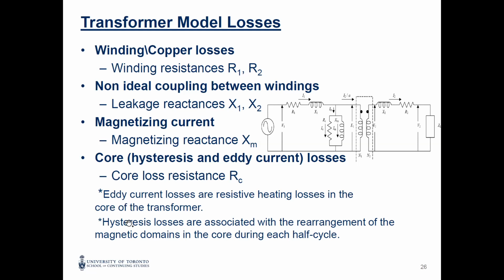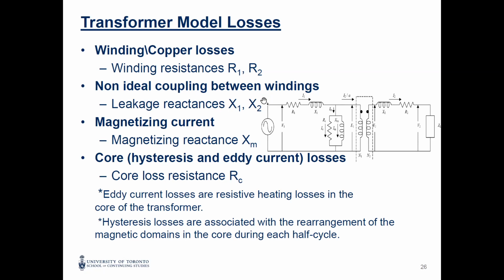I put the definitions for the eddy current and hysteresis losses, which are heat, right? One is because of the eddy currents in the core. The other is because of the magnetic domain rearrangement or aligning in the core due to each cycle of the AC. Then this is your transformer model or equivalent circuit. To be honest, we are not going to use this model.